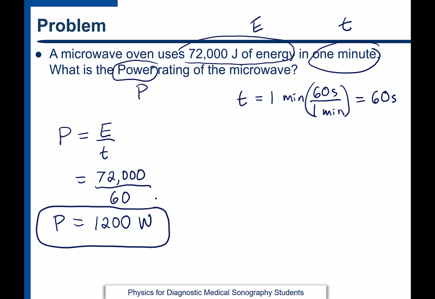Now, by the way, if you look on your home microwave on the back, you can see what the rating of your microwave is. 1,200 watts is a pretty typical rating for a microwave oven. So again, that means that that microwave oven is using 1,200 joules of energy for every second that you have it on.